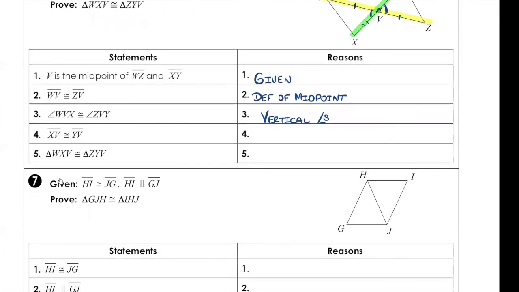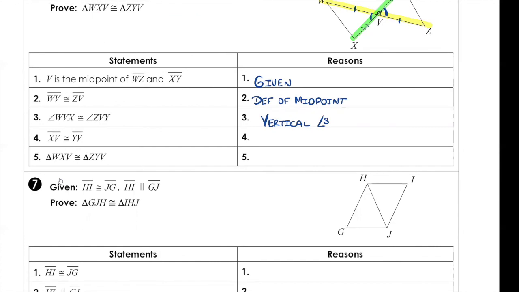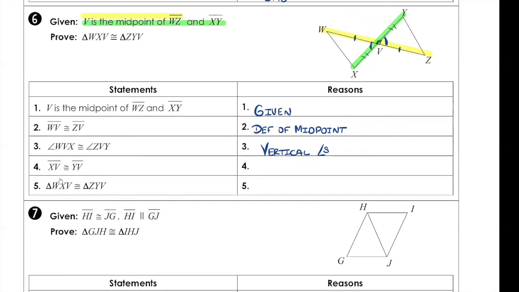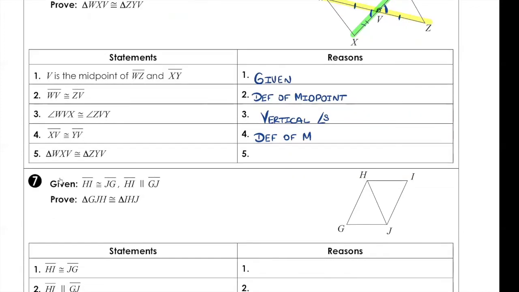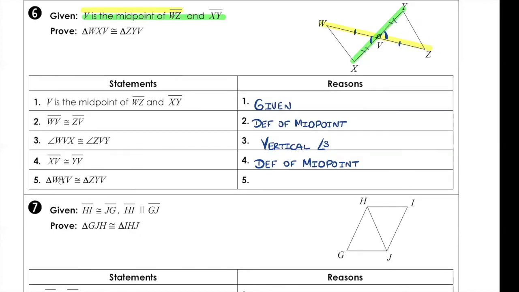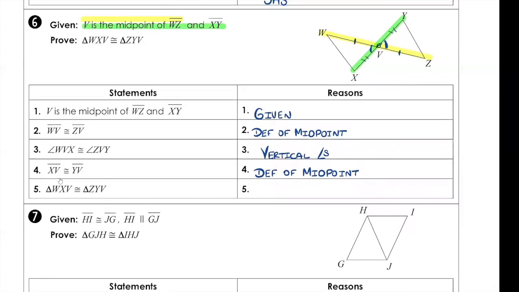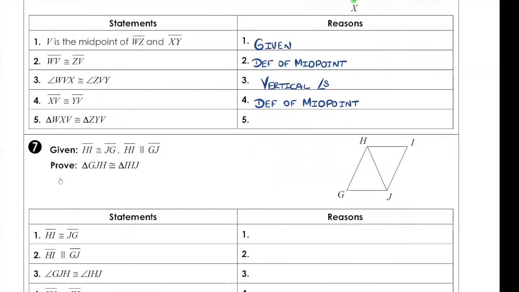And then how did we know XV is congruent to YV? Definition of midpoint. They have the same amount of tick marks. But why do they have the same amount of tick marks? Definition of congruence. Nope. Definition of midpoint. All right, so how do we know triangle WXV is congruent to triangle ZYV? Side angle side.